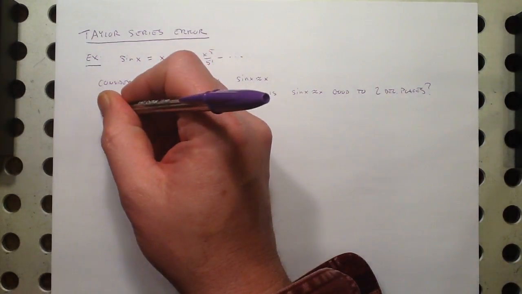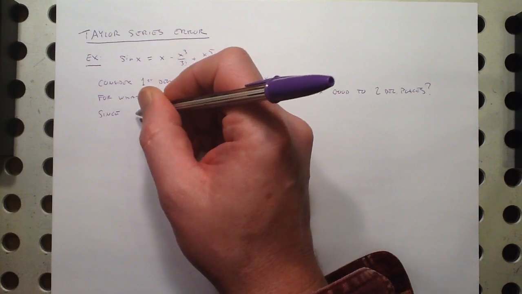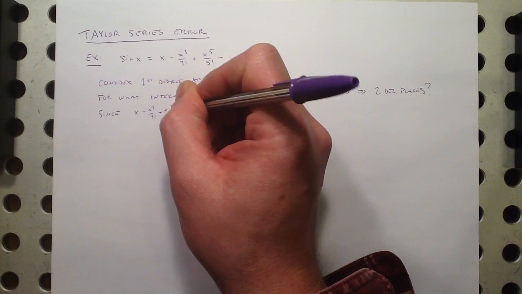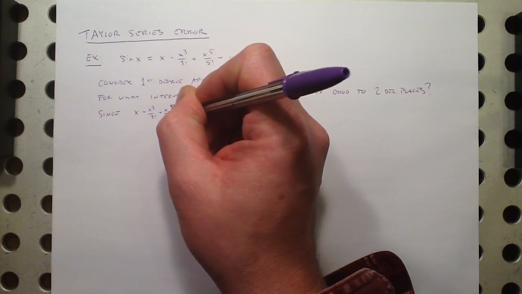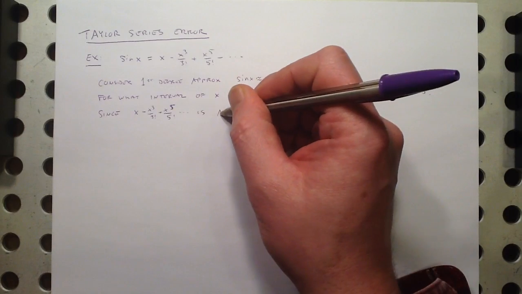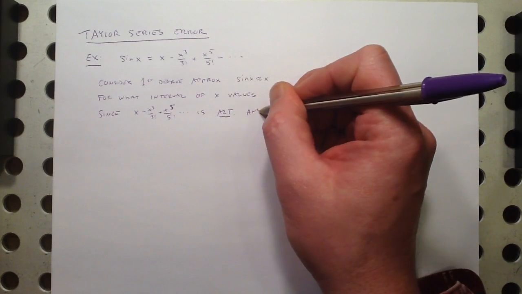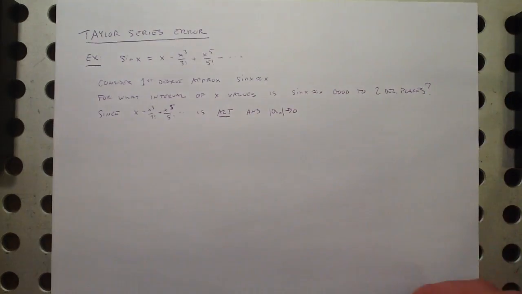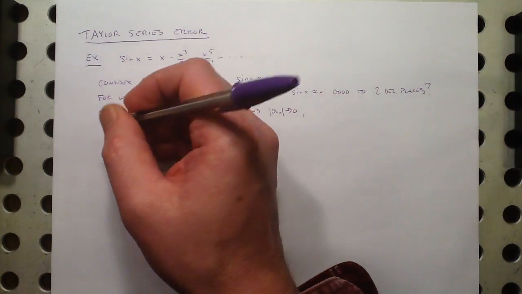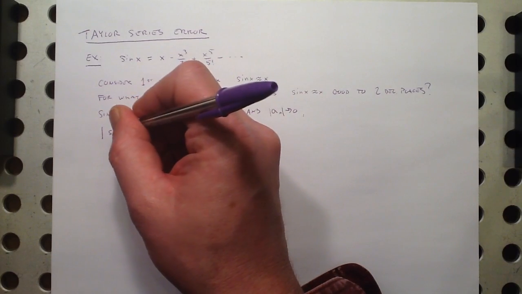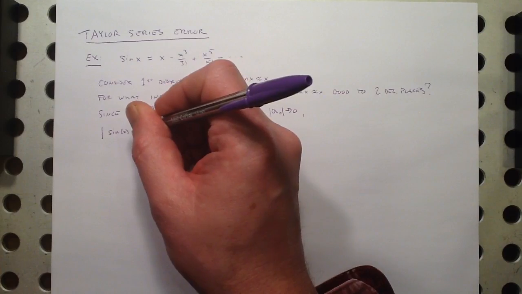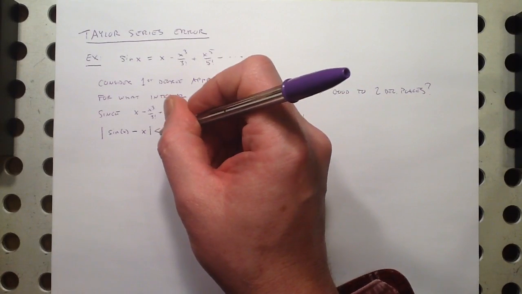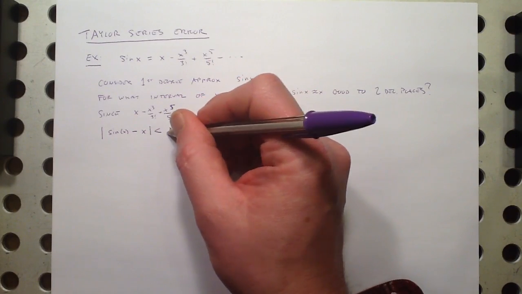Well, we know since x minus x cubed over 3 factorial, etc., is alternating, and the terms are approaching 0, that means that the actual value of sine x minus the first degree approximation, which is just x, is less than the next term, x cubed over 3 factorial.